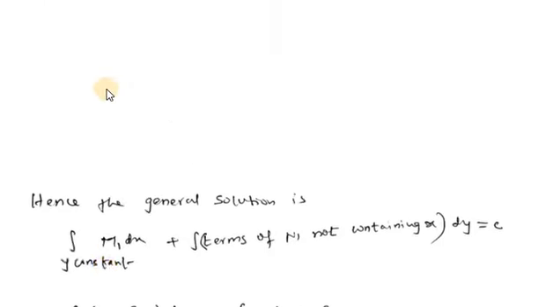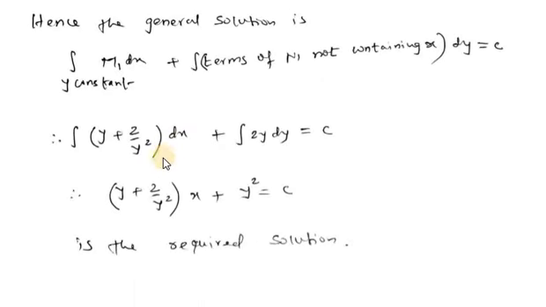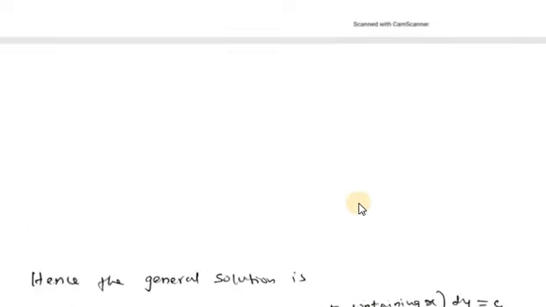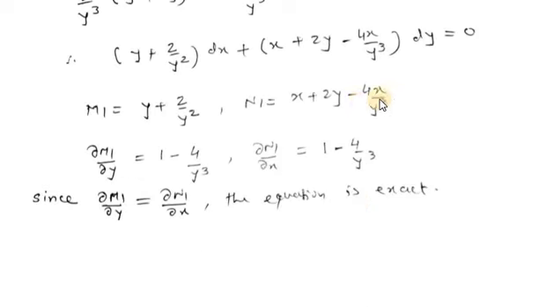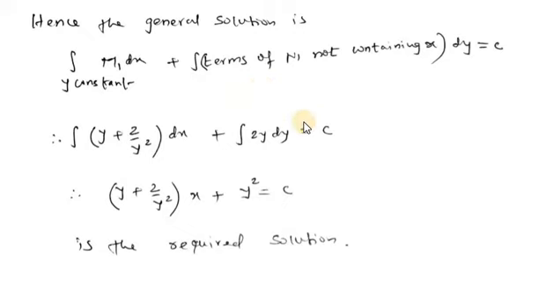So the integration of m1, y plus 2 over y square, plus the terms of n1 not containing x, which is 2y only. So we have written 2y over here, dy equals c. Now y plus 2 over y square is constant, and the integration of 1 with respect to x is x, plus the integration of y with respect to y is y square by 2, and the 2 will cancel out, and equals c. So this is the required solution of the given differential equation.